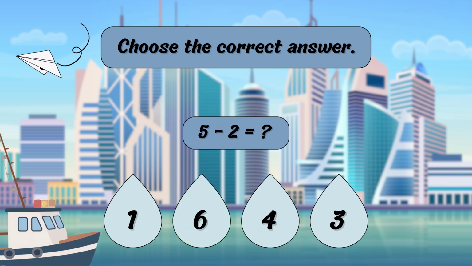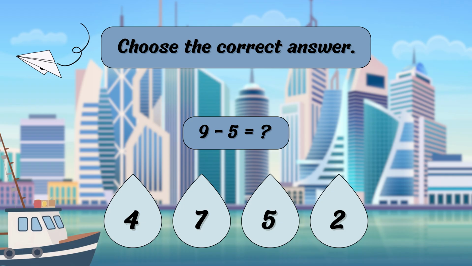Choose the correct answer. 5 minus 2 equals? The answer is 3. 5 minus 2 equals 3. Choose the correct answer. 6 plus 4 equals? The answer is 10. 6 plus 4 equals 10.